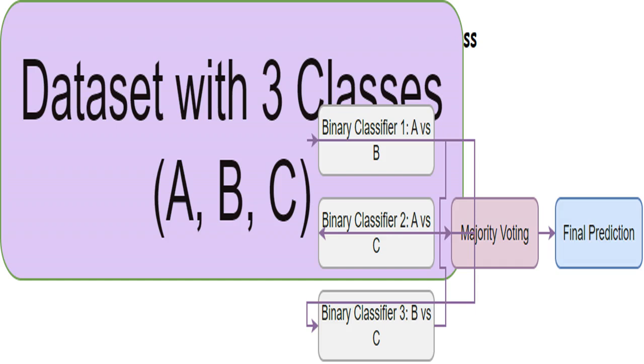Okay, let's break down the OneVsOneClassifier training process. Imagine we have three classes, A, B, and C. OneVsOneClassifier doesn't train one big model. Instead, it cleverly creates binary classifiers for pairs of classes. It's like a series of one-on-one battles.